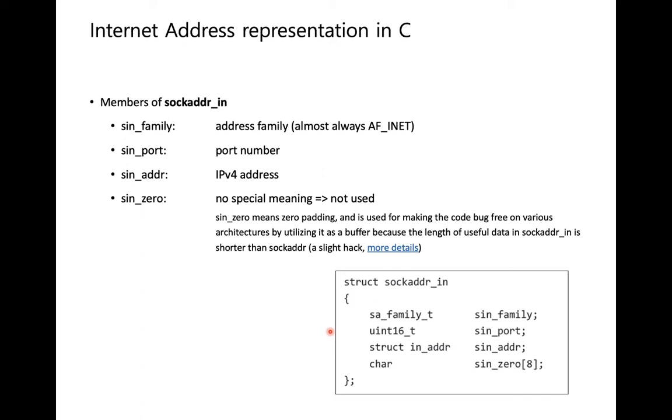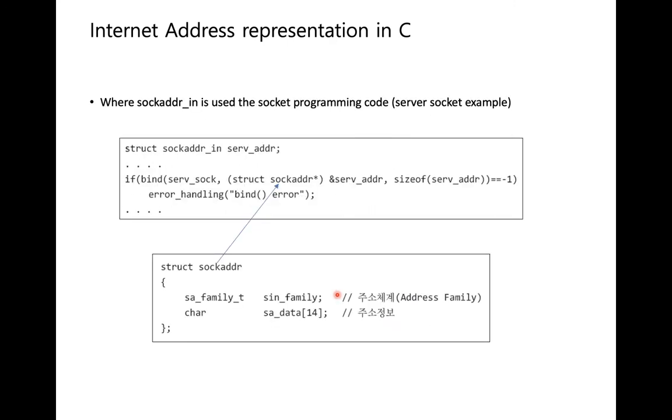If we see it in more detail, the structure has a couple of things. The family, as I mentioned, which kind of family you are using, IPv4 or IPv6, the port number you are using, and the address that you are considering. And if you want to know more about the sin_zero, since we are not using it, it's just for zero padding. More details are in the link in the slides, and you can go and see the details.